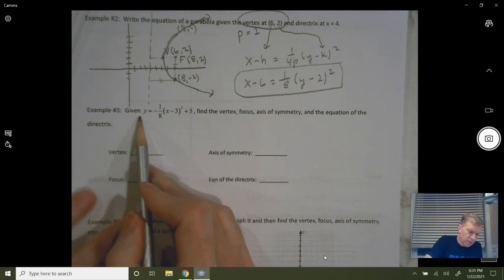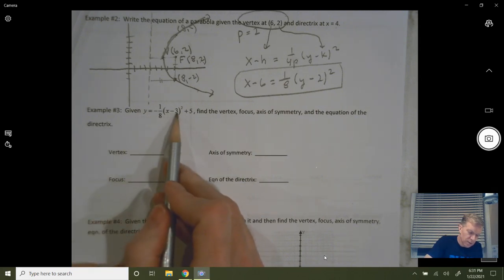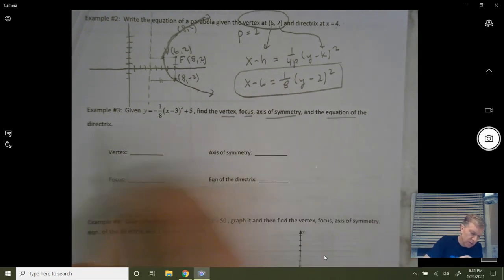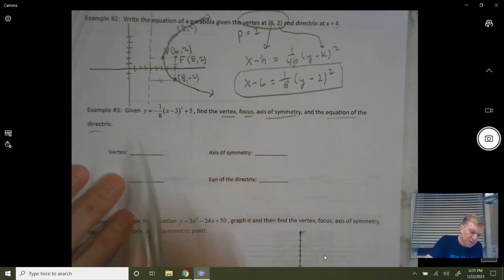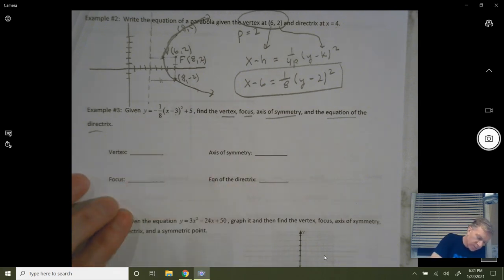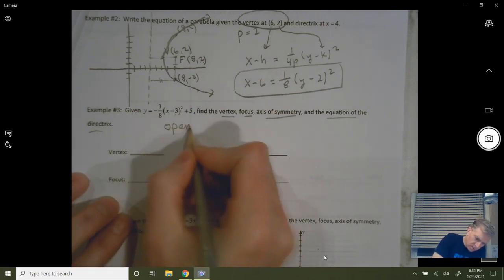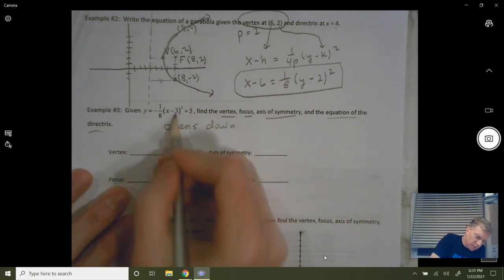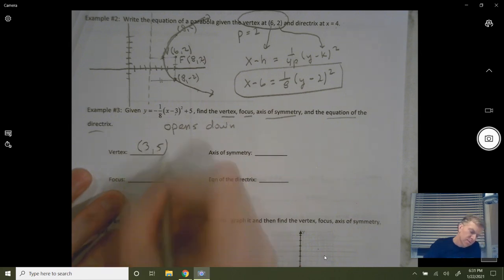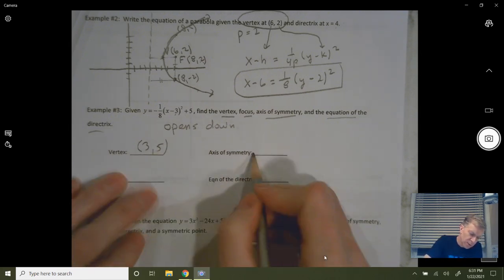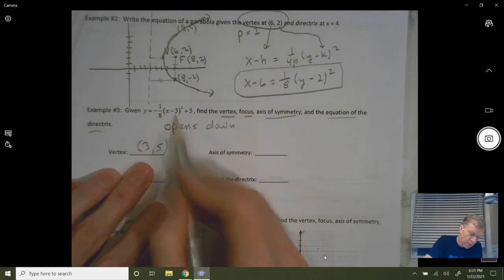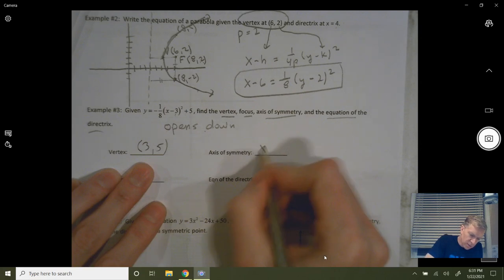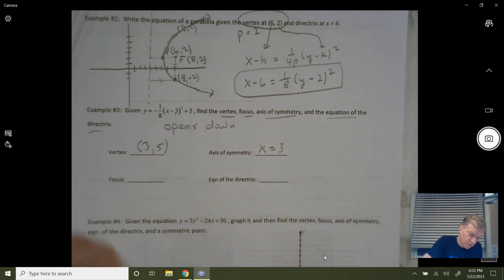Given that y equals -1 over 8 times (x minus 3) squared plus 5, find the vertex, focus, axis of symmetry, and equation of the directrix. Okay. So y equals -x squared, this opens down. Even though they don't ask us that, that's always going to help me. The vertex is going to be (3, 5). The axis of symmetry, since it opens down, up or down, it's going to be vertical. So x equals 3, the x coordinate of your vertex.